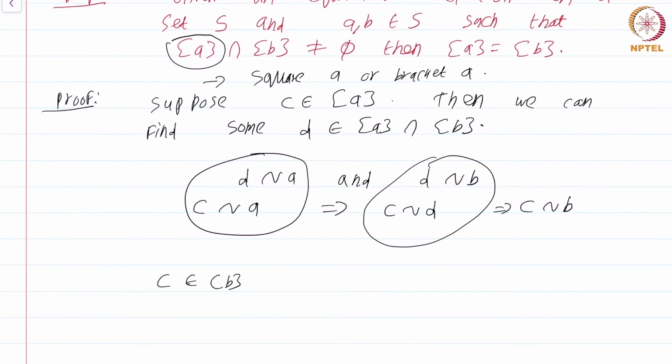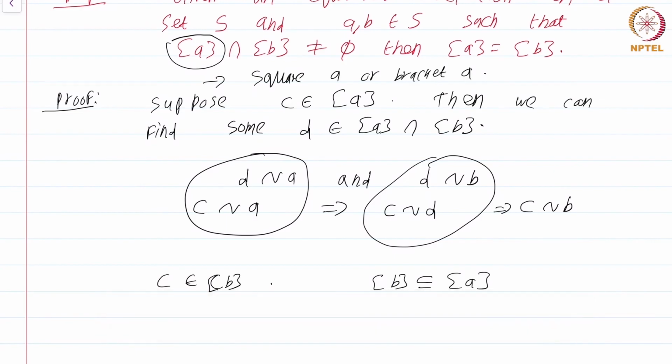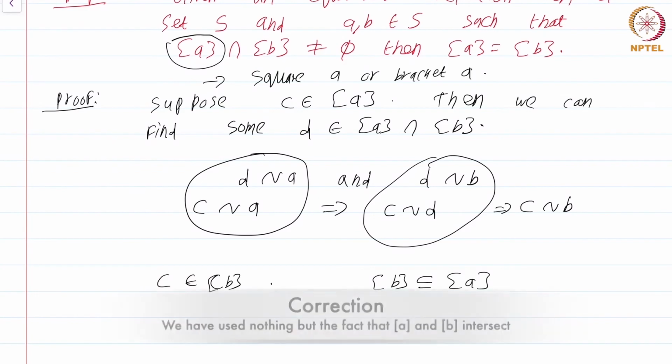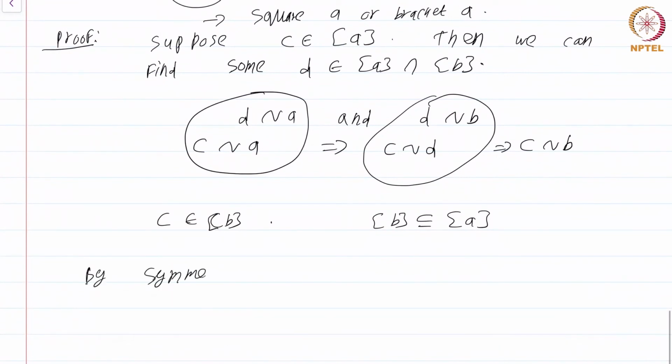Ultimately what we have shown is that the equivalence class of B is a subset of the equivalence class of A. But we have used no property of the equivalence classes of A and B other than the fact that they are not disjoint. So by symmetry, the class of A is also a subset of the class of B.